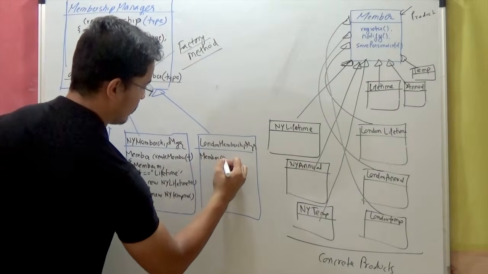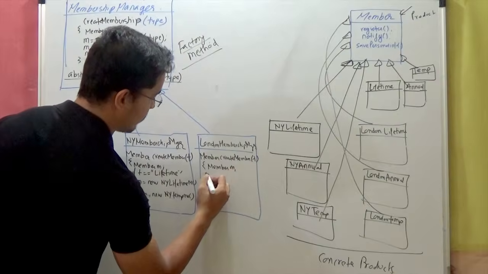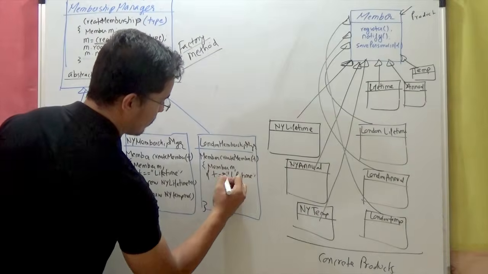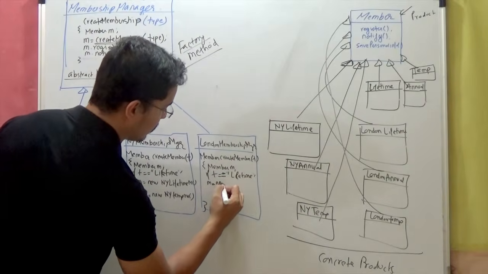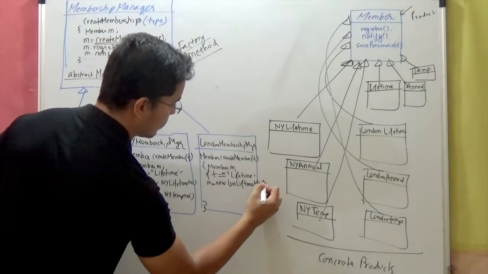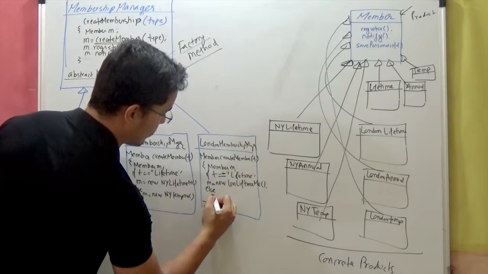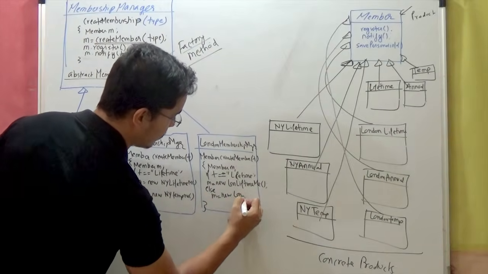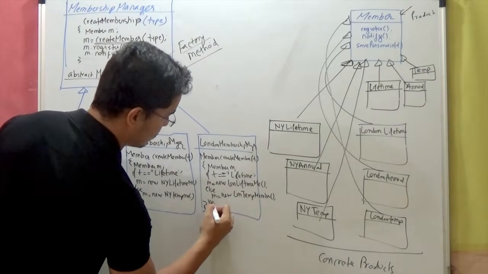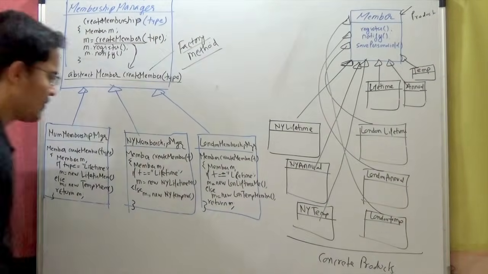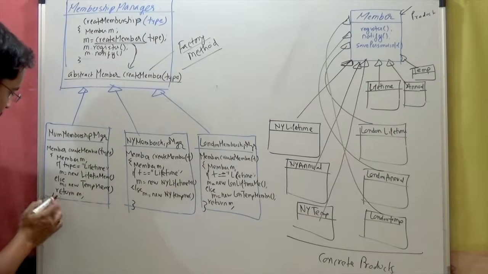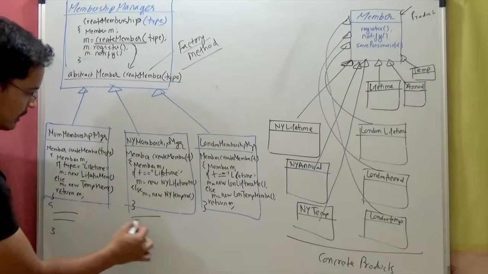Member create member, and we'll have if type equal to lifetime, right? M equal to new London lifetime member. Correct? Else M equal to new London temporary member. Correct? Return M. And obviously these membership managers, the concrete membership managers, will also have their own methods like policy and all those things, right?